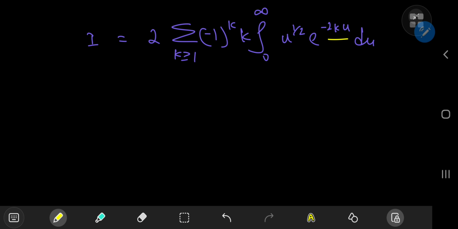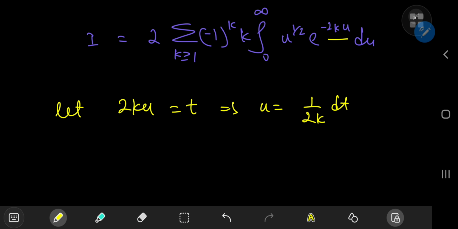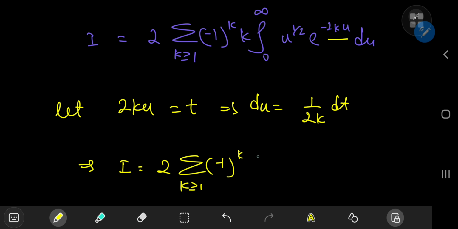And now for another substitution that, again, regular viewers of the channel probably saw coming. I'm going to take the argument of the exponential function here, that's this 2ku term, and let it equal another variable t, which implies that u equals t over 2k, and du is dt over 2k, the differential element. So this implies that I equals twice the sum over the positive integers k of negative 1 to the k times, again, the limits of integration are not bothered by our transformation, and we have u to the 1/2, and u becomes t divided by 2k.